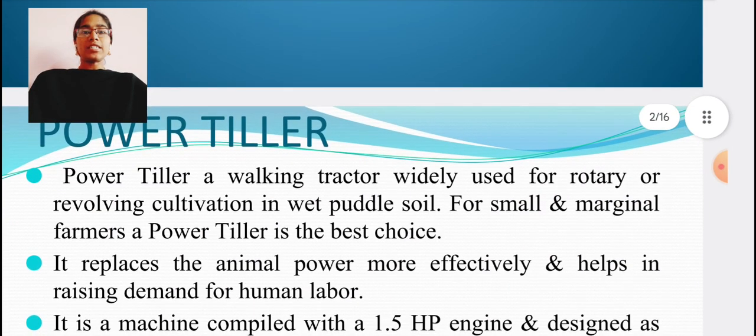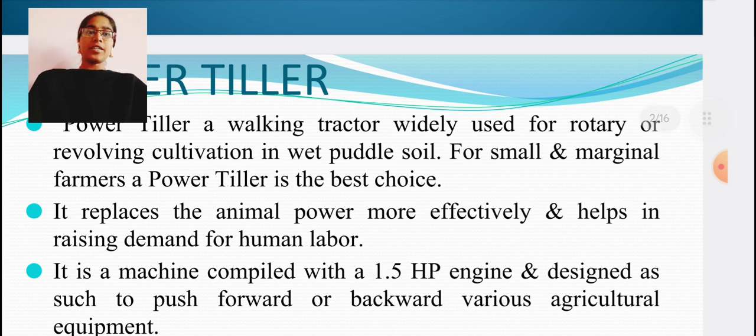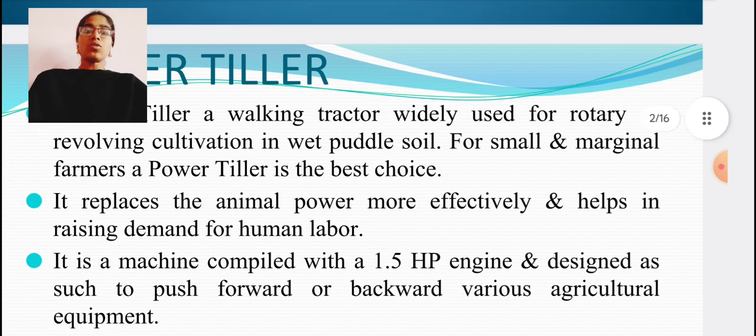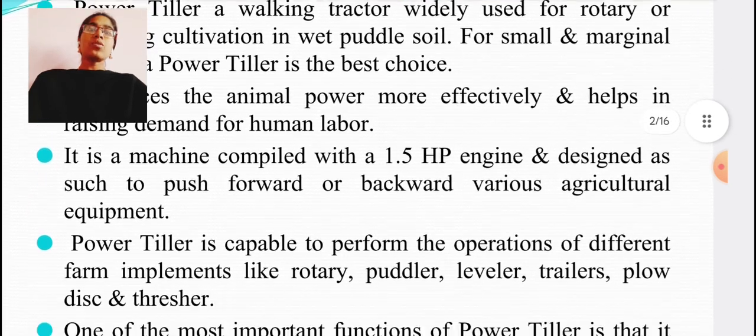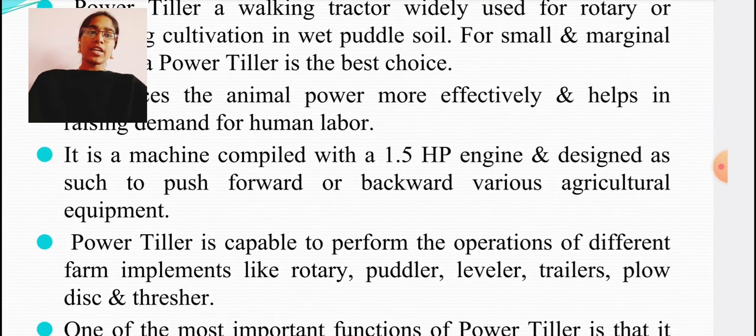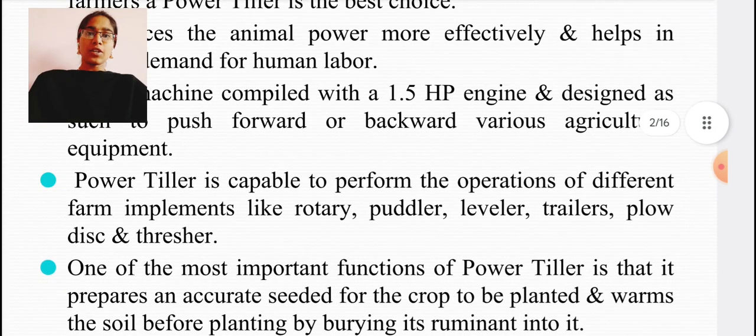So power tiller is nothing but a walking type tractor. It is widely used by small and marginal farmers. It is small in size and very compact to work, and it also replaces animal power more effectively and helps in reducing the demand for human labor. It is a machine fitted with a 1.5 HP engine, and it is designed to be easy to operate various agricultural equipment.